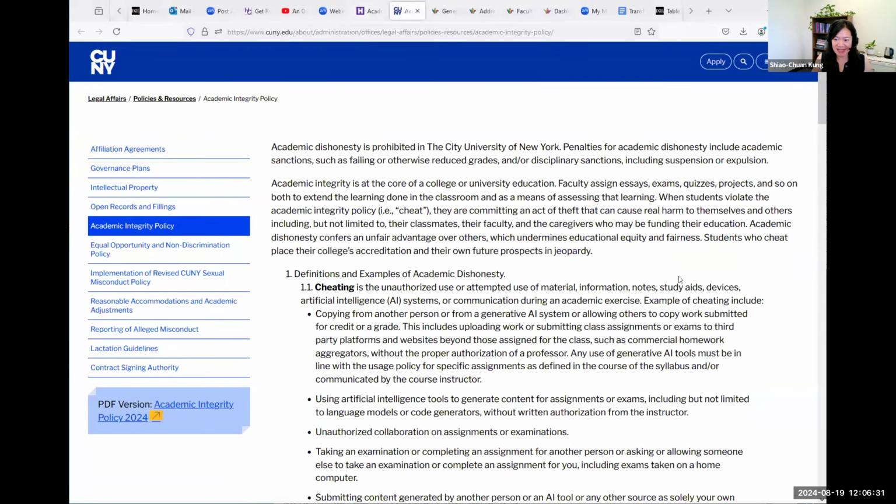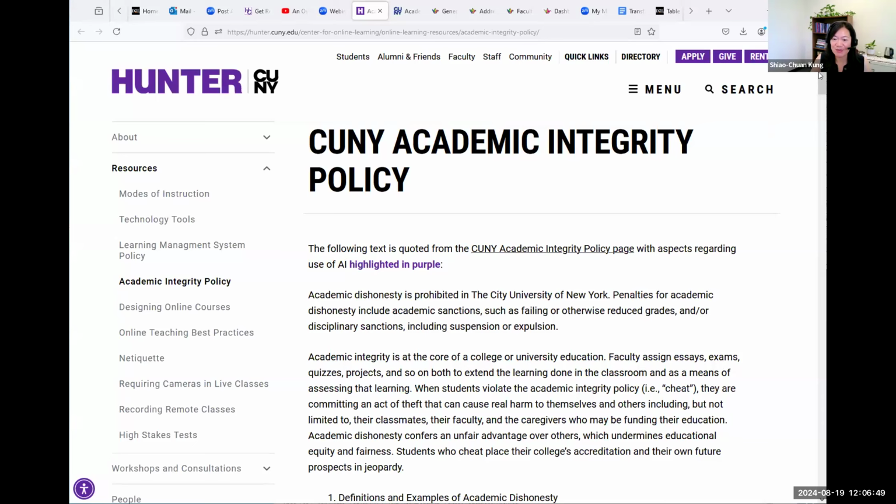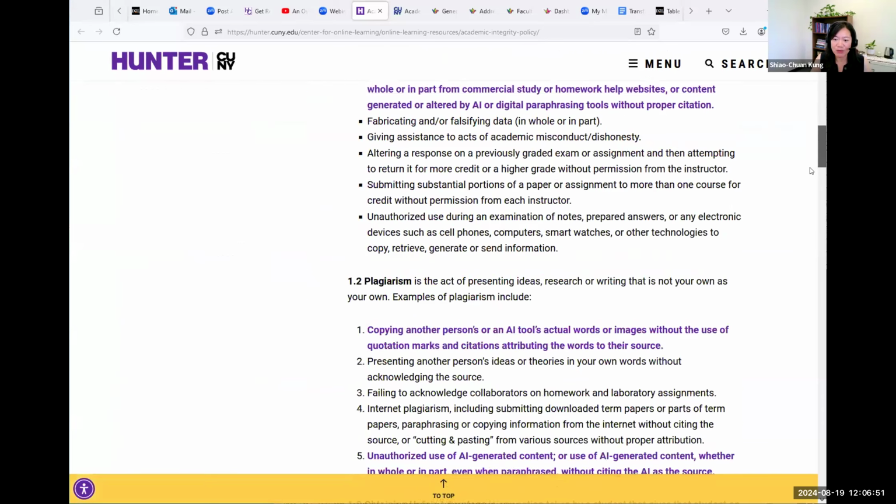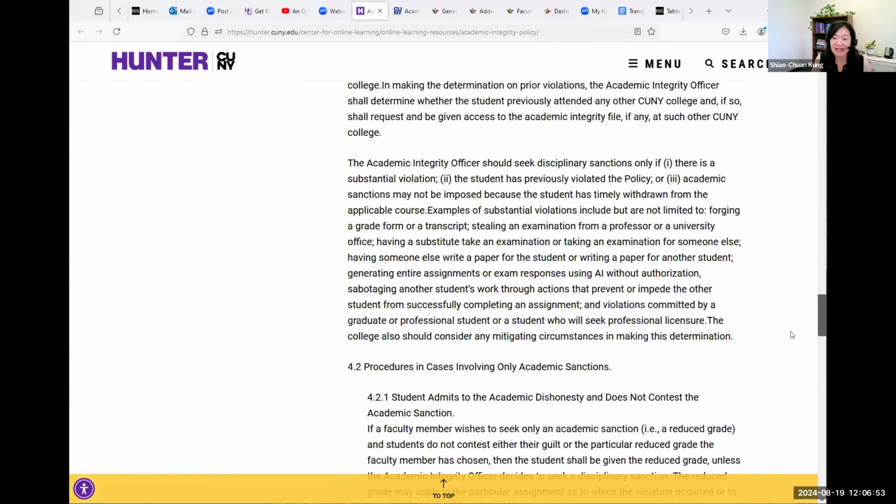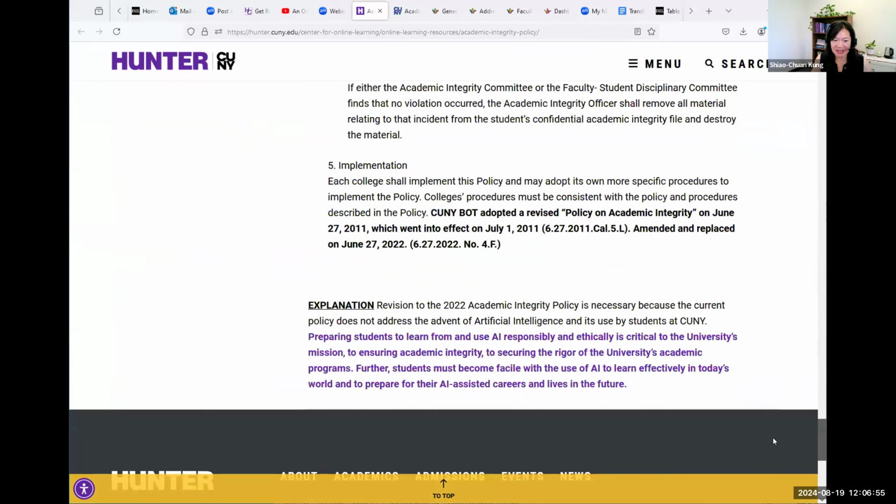But on the Hunter side, what we chose to do was to highlight the parts about AI in purple so that it's a little bit more obvious and easy to read. First, I am going to scroll down to the end of the page because I want to talk a little bit about why this was revised. They do have an explanation, and here it is.